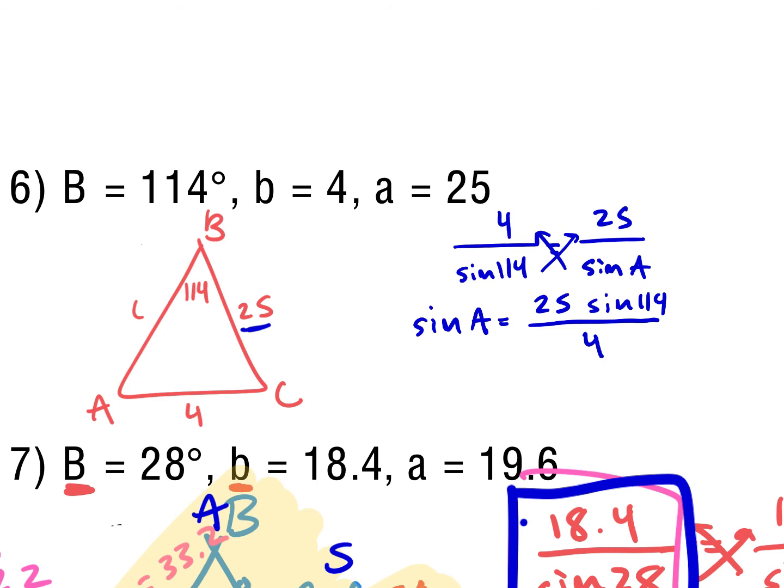What happens when you take the inverse sine of this? Error. You get an error. So if I did sine -1 of whatever this was in my calculator, it gave me an error. What does the error mean? No triangle. No triangle.